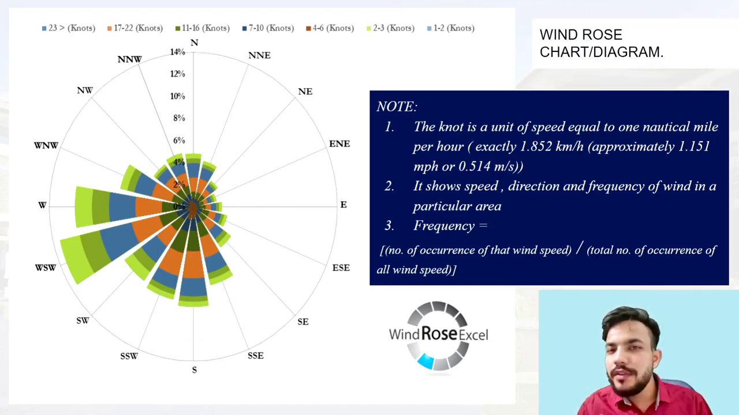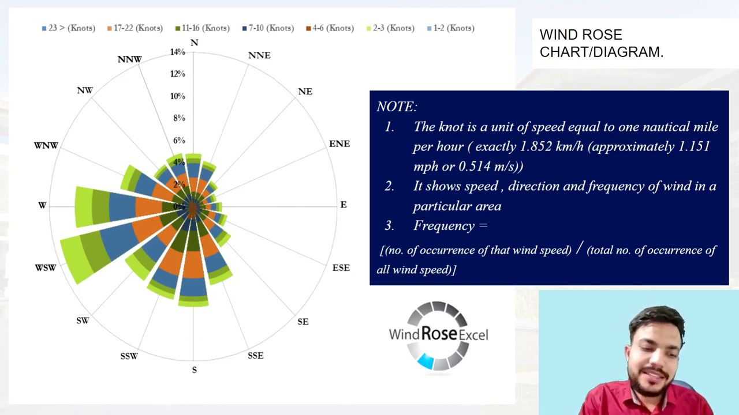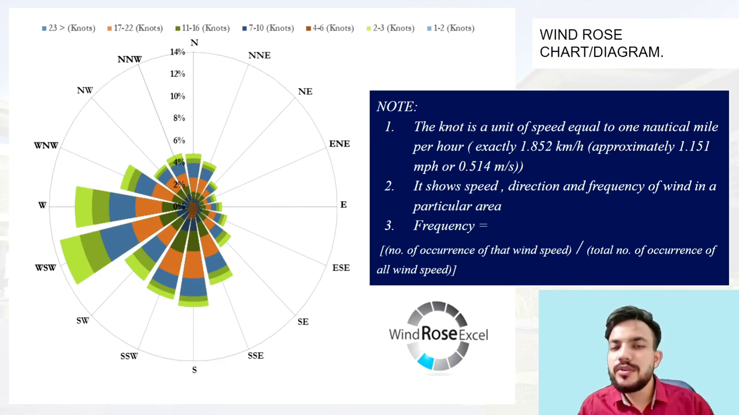If you want to make a windrose diagram, you must have data in terms of wind velocity or wind speed. The wind speed is measured with the help of an anemometer, and after getting the complete data set for different directions, you can plot it in this particular form to get a windrose diagram.